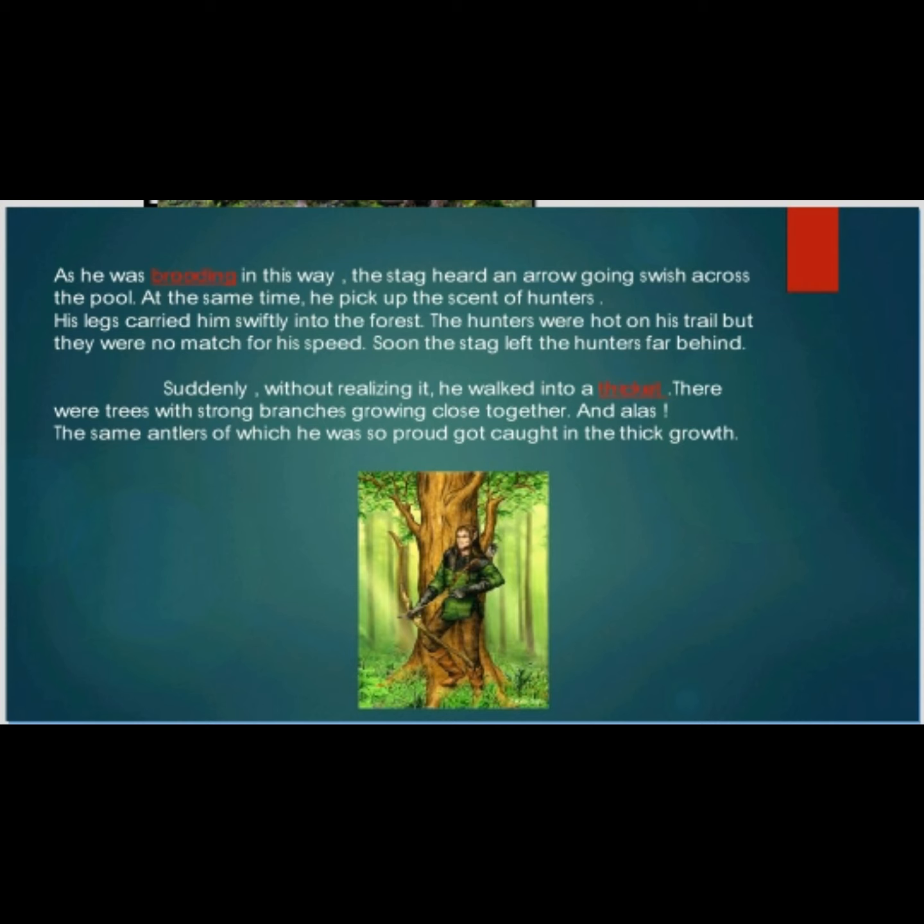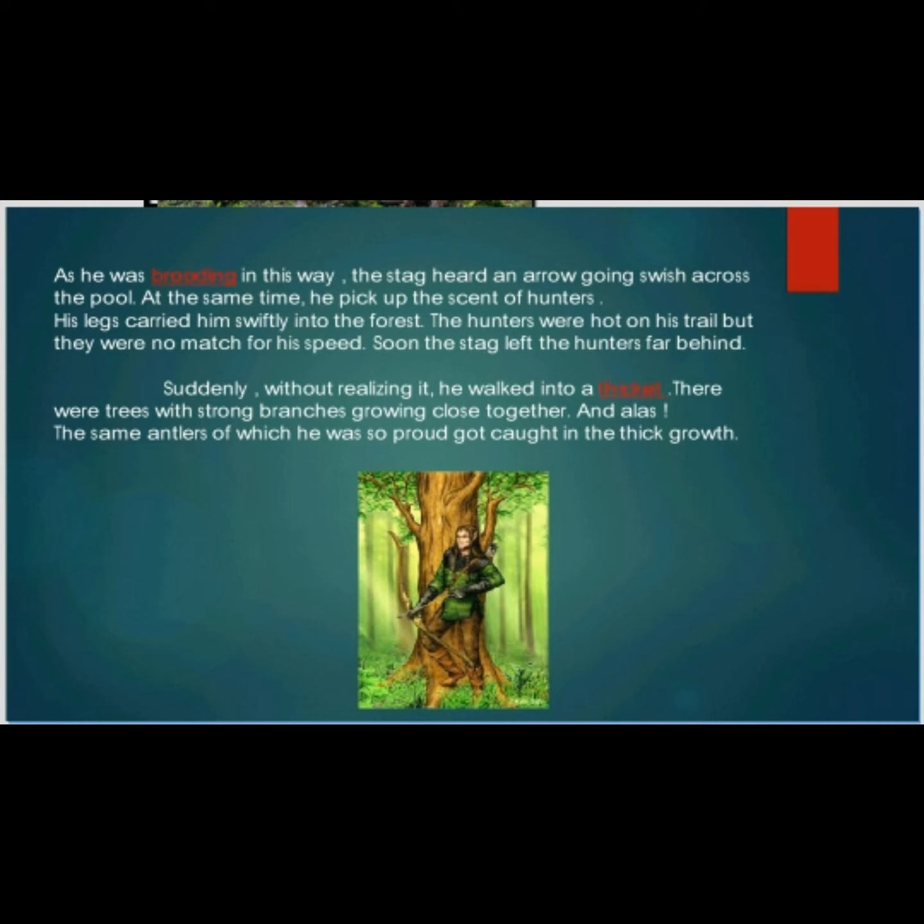As he was brooding in this way, the stag heard an arrow going swish across the pool. At the same time, he picked up the scent of hunters. So there are hunters in the forest now. With a quick turn, he bounded away. Bounded away? He ran away. His legs carried him swiftly into the forest. So very fast he ran into the forest.